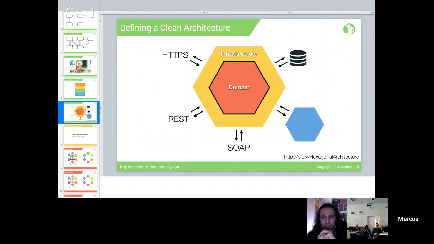Okay, and obviously this we can do with any kind of architecture, right? Because any kind of architecture is also a layered architecture. Why I have picked here specifically the hexagonal architecture is because it has some advantages. First, it keeps the infrastructure, these technical details like HTTPS, REST, SOAP, database, all separate from the domain.